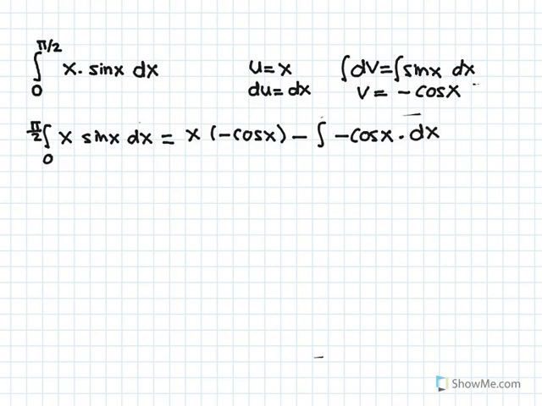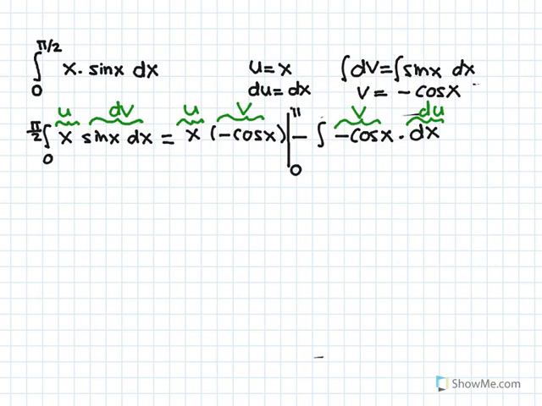Let's label everything. So u is equal to x, this is u, and sine x dx, this part of the integrand, is dv. The result is u times v, minus the integral of v, where v is minus cos x, and du is dx. Alright, and let's also put the limits of integration, that's very important. Because this is a definite integral, we need those limits of integration, 0 to pi over 2.